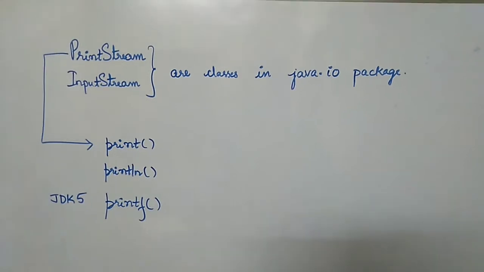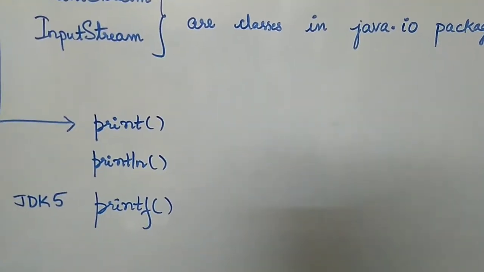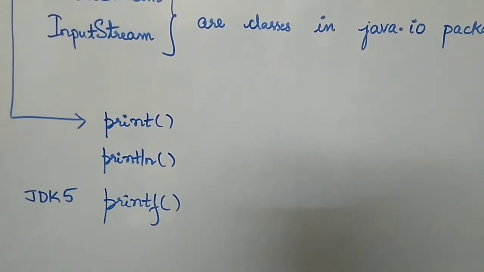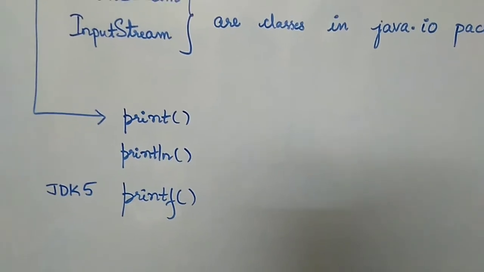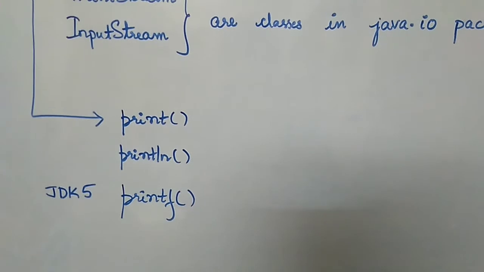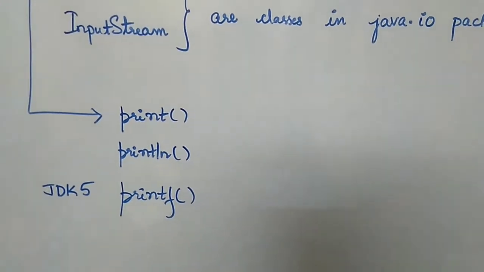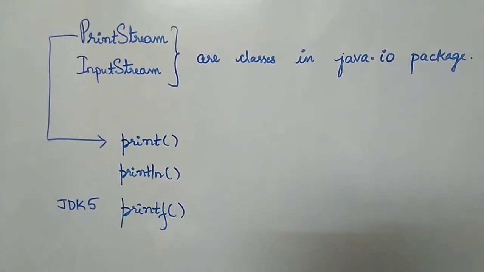And the PrintStream class supports three methods. The first one is the print method, the second one is the println method, and the third one is the printf method. This printf method is there in Java from JDK 5. It is similar to the C programming printf method with the same kind of formatting. Let us see these three methods in a program.